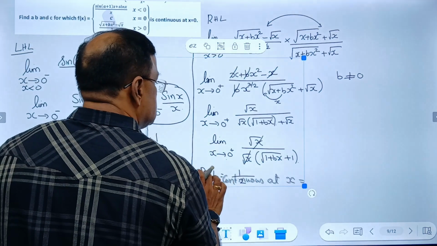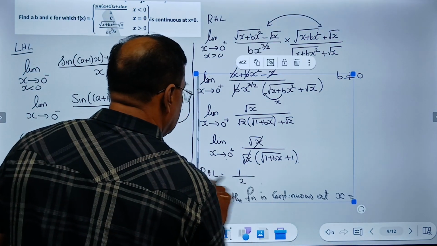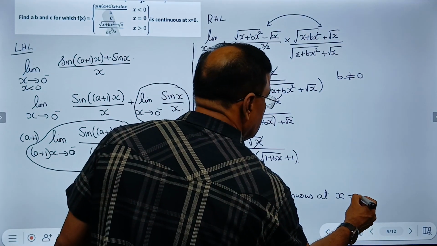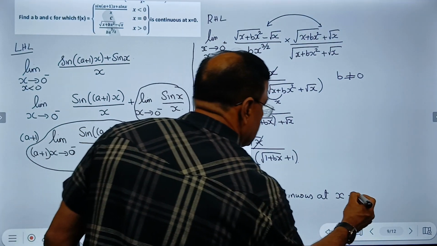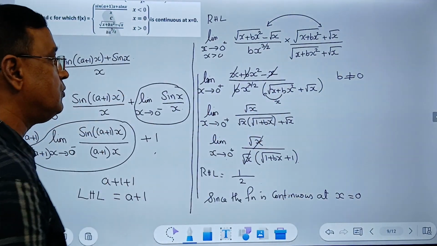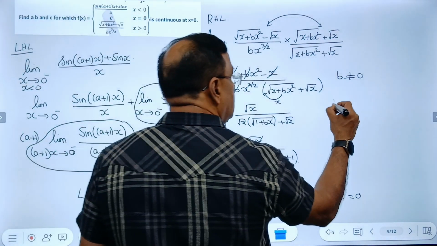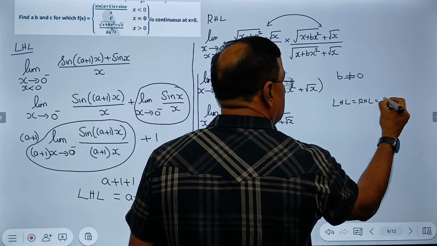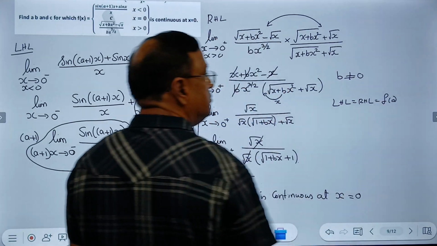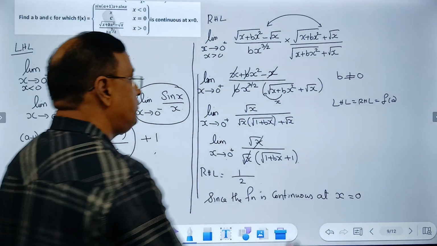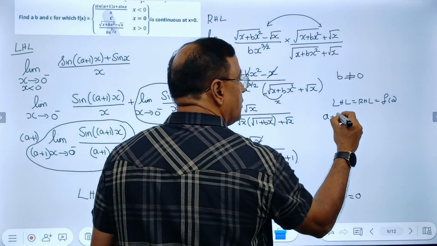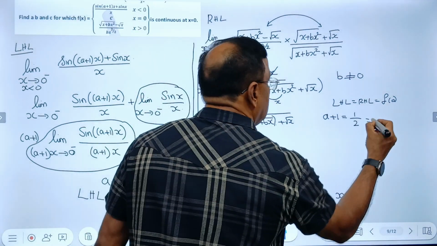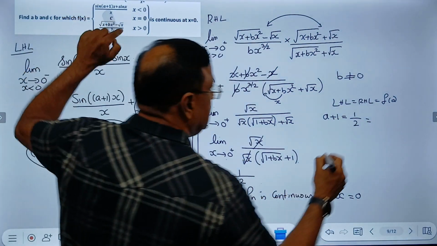I'll take this. Since the function is continuous at x equal to 0, what do you know? Left hand limit equal to right hand limit equal to f of 0. All are equal. Now what is left hand limit? Left hand limit is a plus 1. What is right hand limit? Right hand limit is half. And what is f of 0? f of 0 is c.